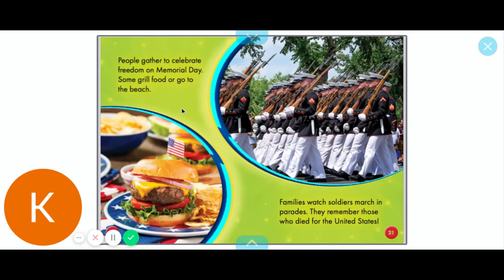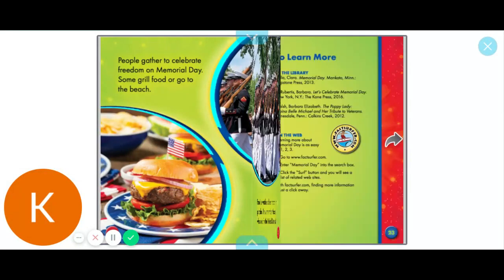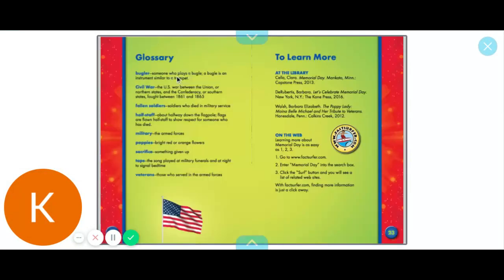People gather to celebrate freedom on Memorial Day. Some grill food or go to the beach. Families watch soldiers march in the parades. They remember those who died for the United States. And that is the end of this book, boys and girls.